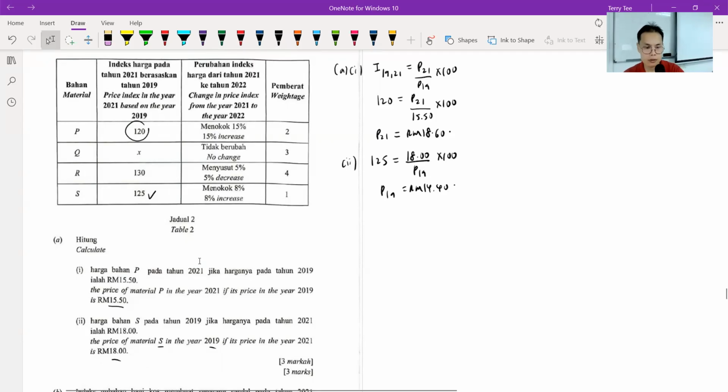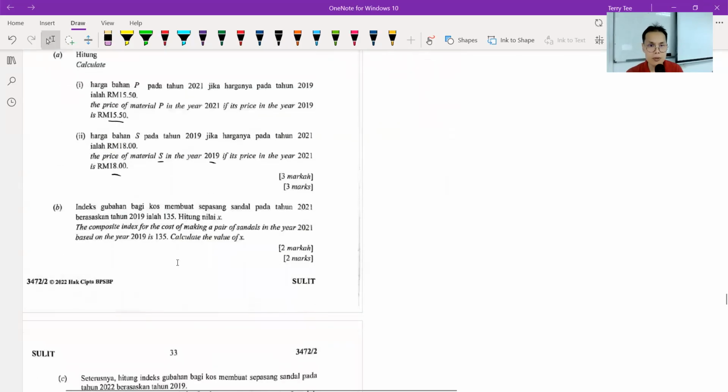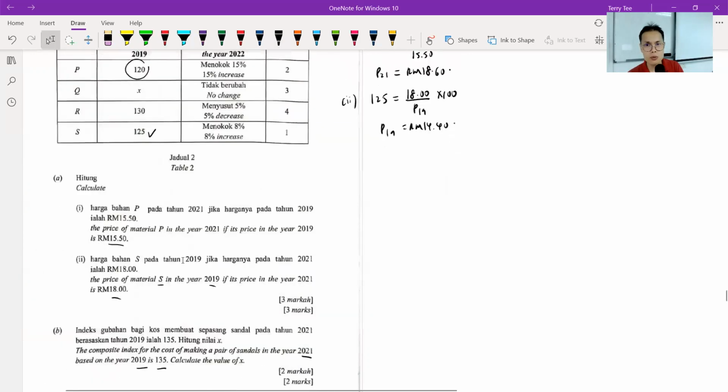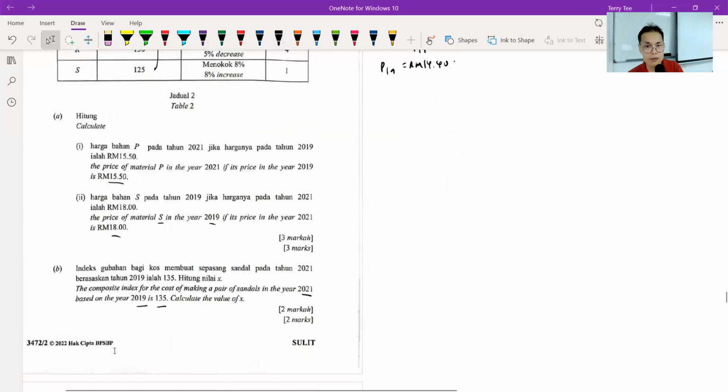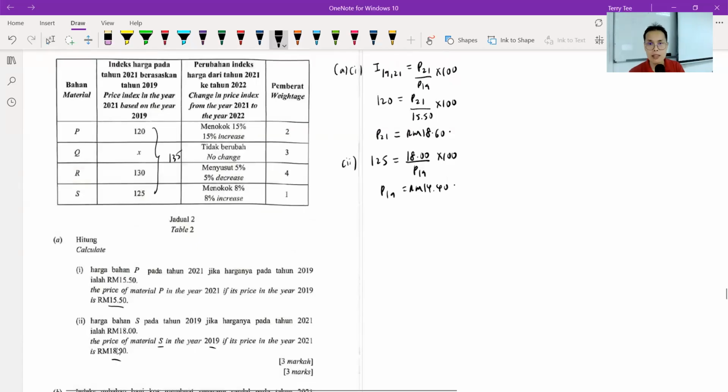Okay, moving on. The next one, you're supposed to find the value of x given that the composite index for the cost of making a pair of sandals in the year 2021 based on 2019 is 135. I'm going to do it here because it's easier to refer to the table. This composite index is given as 135. To calculate composite index, we take the individual index, 120 for P, multiply with the weightage, 2. Then Q is x, you multiply by 3, so it's 3x. R is 130, you multiply by 4. S is 125, you multiply by 1.